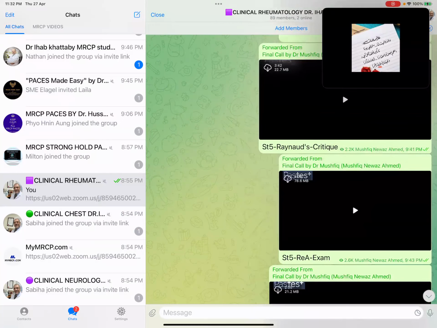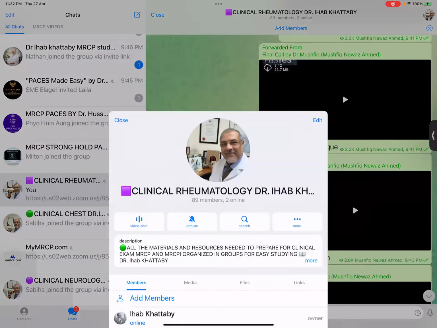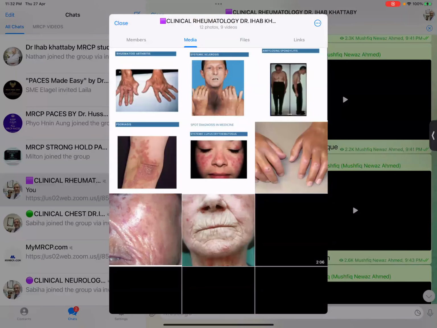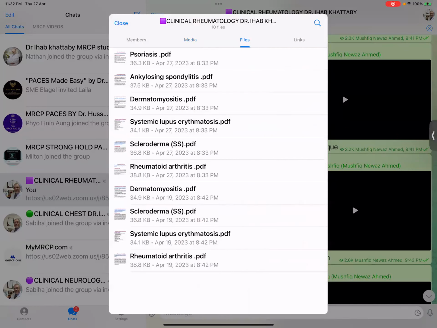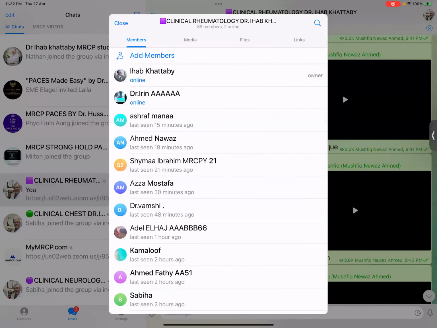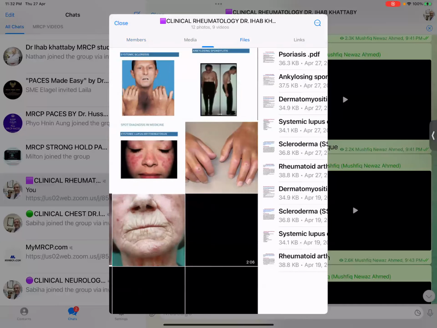Please tell me if there is any problem, because here you will find many options. You will find members, then media. If you go to the media, you will find the pictures. If you go to the files, you will find all the files. And if you go to the links, you will find all the links. So there are four options: members, media, files, and links.